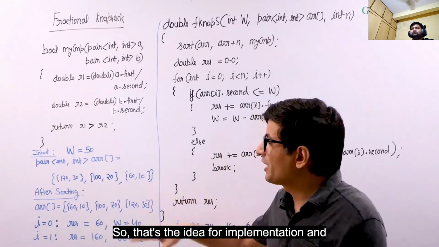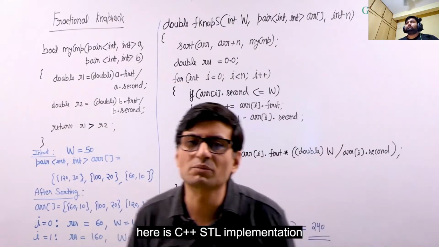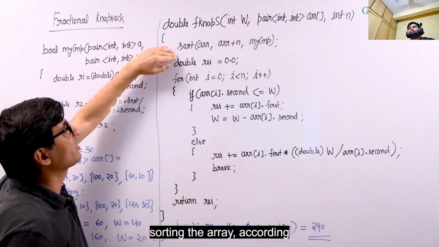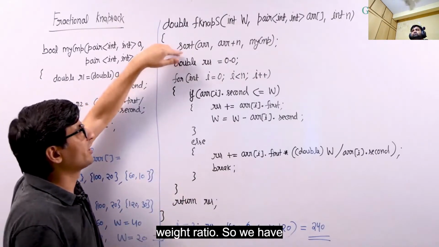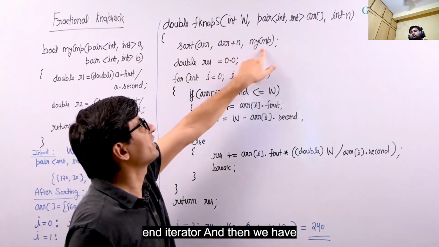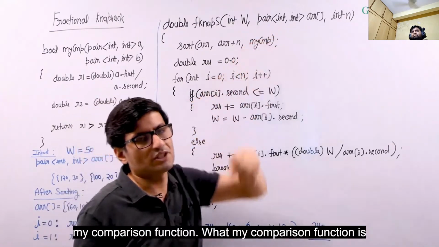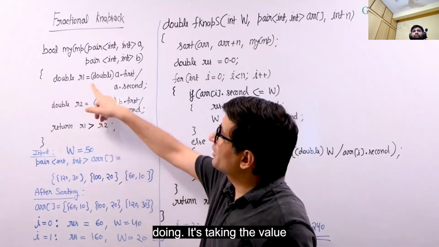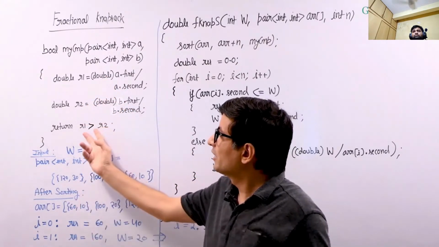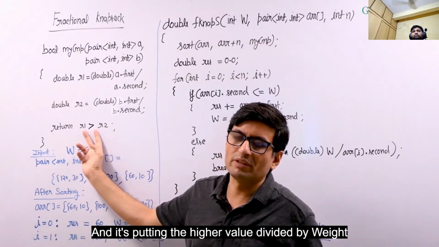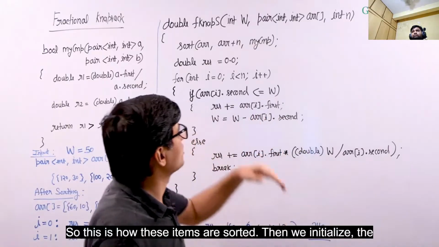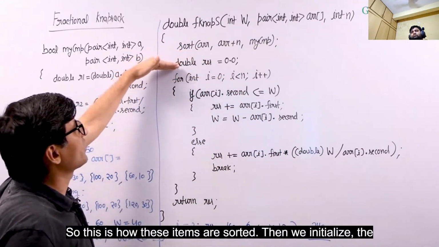So that's the idea for implementation, and here is the C++ STL implementation of this idea. We are first sorting the array according to their value divided by weight ratio. So we have arr, first iterator, last iterator, end iterator, and then we have my comparison function. What my comparison function is doing, it's taking the value divided by weight for the first item, value divided by weight for the second item, and it's putting the higher value divided by weight at the first position when it compares two items. So this is how these items are sorted. Then we initialize the result as 0.